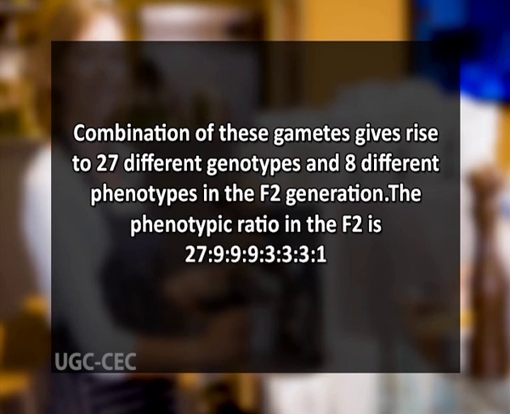The phenotypic ratio in the F2 is 27:9:9:9:3:3:3:1. So, a 3-factor cross is a cross in which 3 characters of the organism are under consideration. For example, an experiment in which one of the characteristics is seed shape, found in round or wrinkled variants, the second character is seed color, which exists as yellow and green variants, and the third character is the color of the flowers, which may be purple and white.